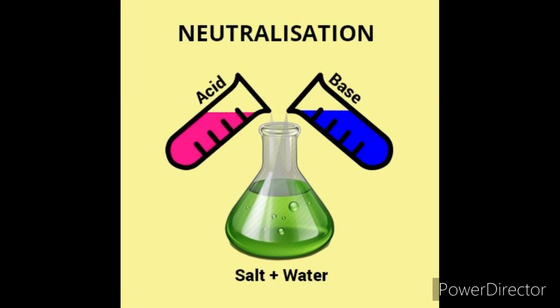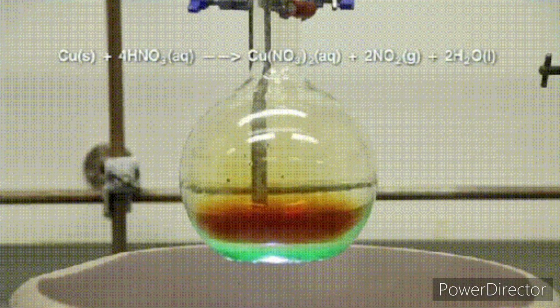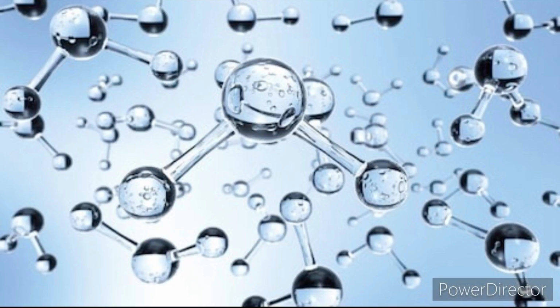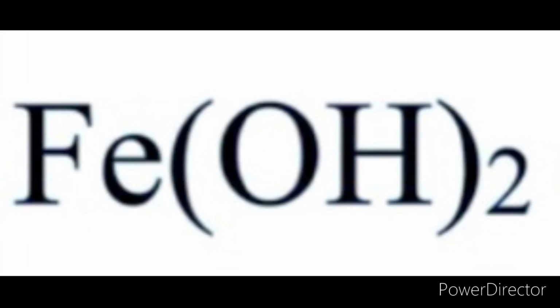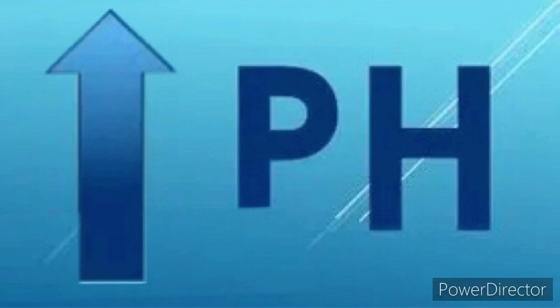Last but not least, the neutralization reaction. This process is done in order to find the reaction of the acid and the base to form a salt and water. Then there is the hydroxide that would be FeOH2 plus the acid that would be H2SO4. And this would give us FeSO4 plus 2H2O. That would be our neutralization with a pH greater than 7.